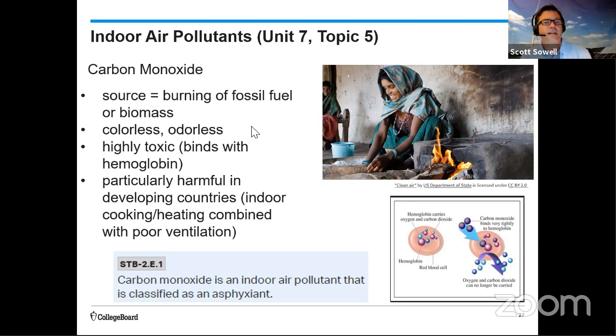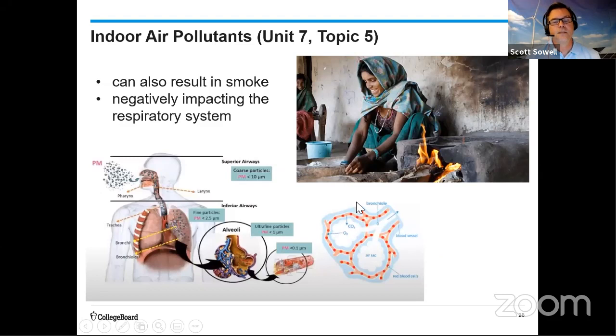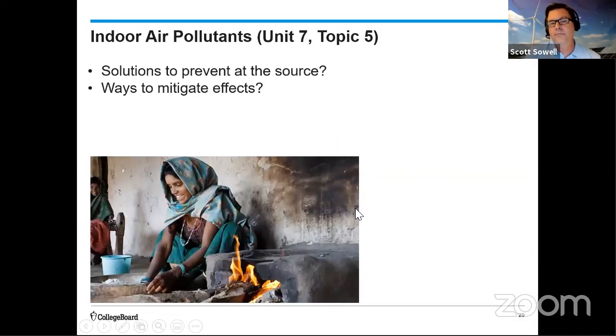This is a particularly harmful event in some developing countries where indoor cooking or heating has to happen, and there might be less ventilation. So we're going to take a look at a little clip in a minute about this particular problem and some ways to solve it. But this smoke that's happening here, not only is there carbon monoxide, but you've got that particulate matter that could get into your lungs and into your bloodstream. This is a little screenshot from Ms. Fassler's talk yesterday.